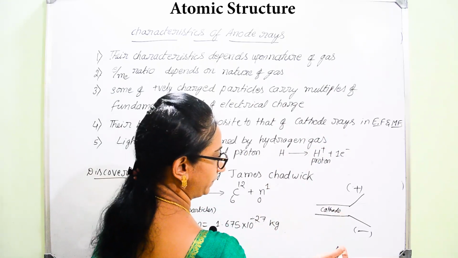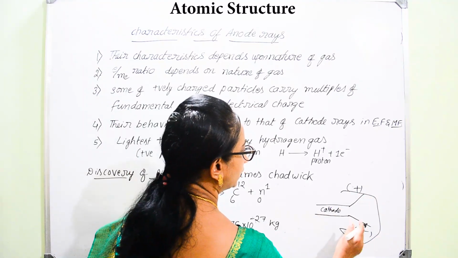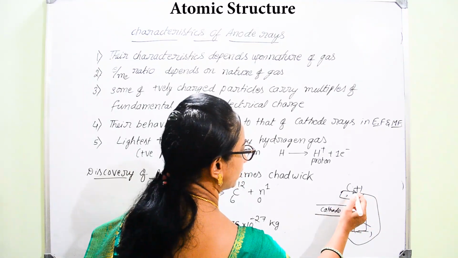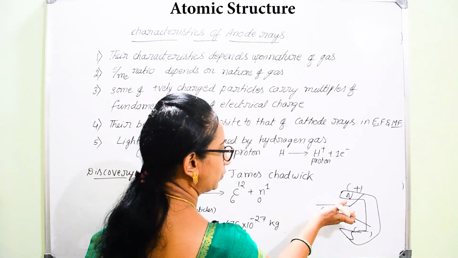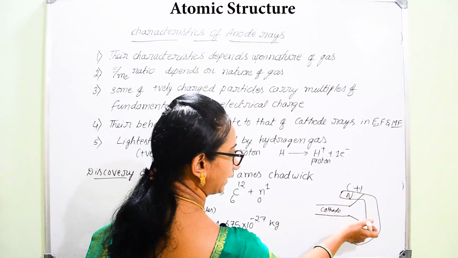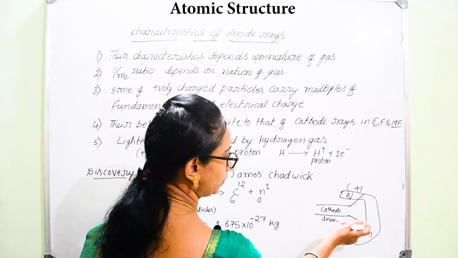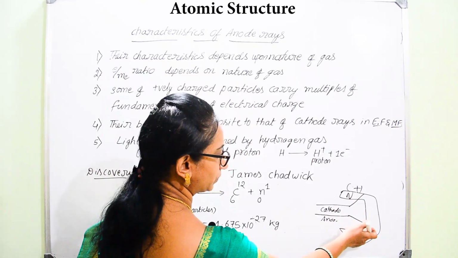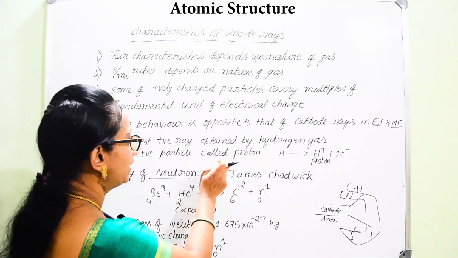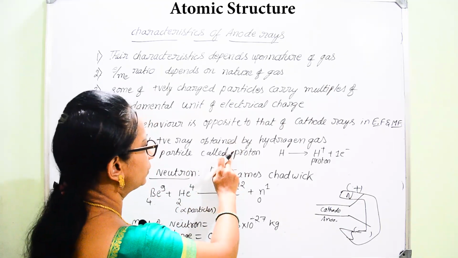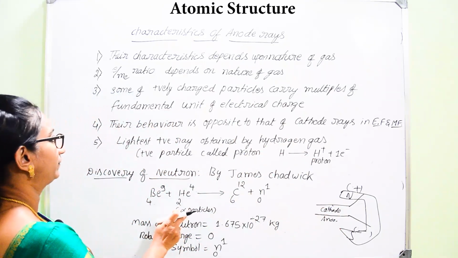So even, remember, in the presence of a magnetic field, that is in the presence of a north pole and a south pole, one is north, another is south pole. These cathode rays will move in the opposite direction to that of the electric field, whereas anode rays will move in the direction opposite to that of the cathode rays. That is why we can consider that they are showing exactly opposite behavior to the cathode rays, both in electric field and magnetic field.